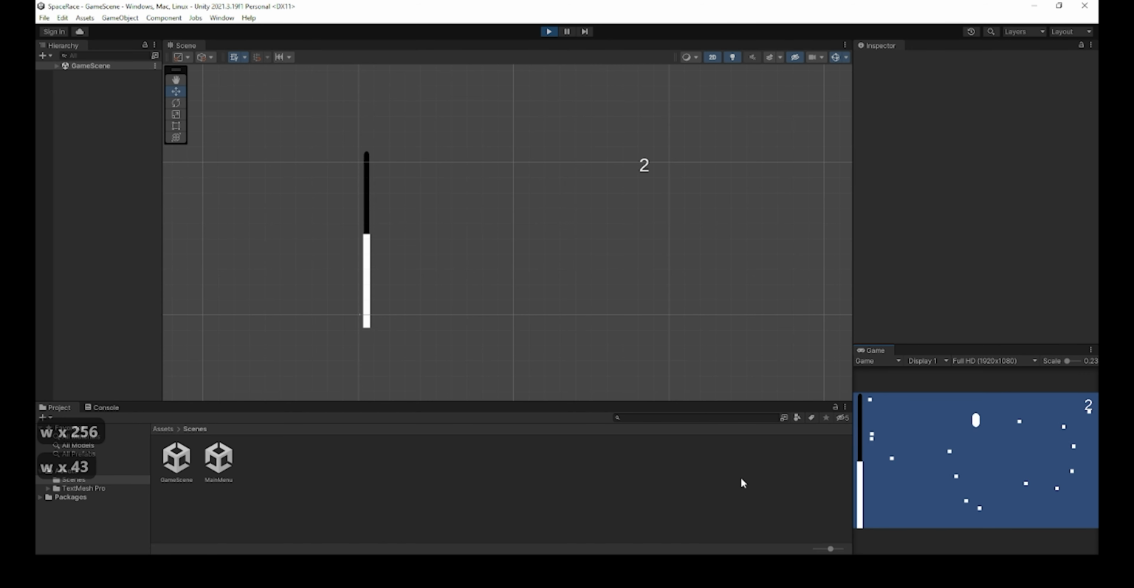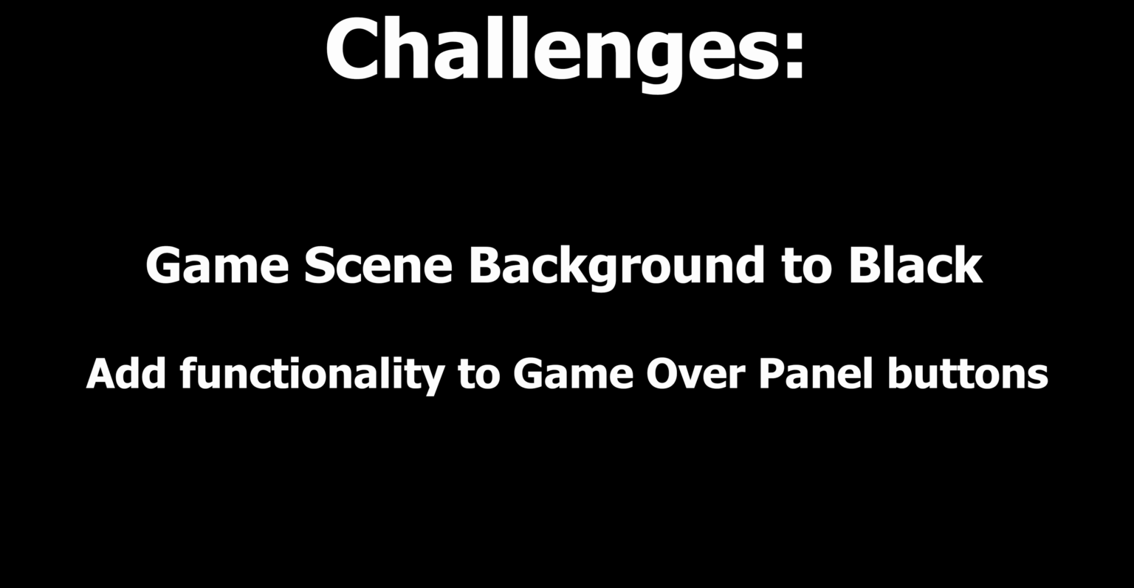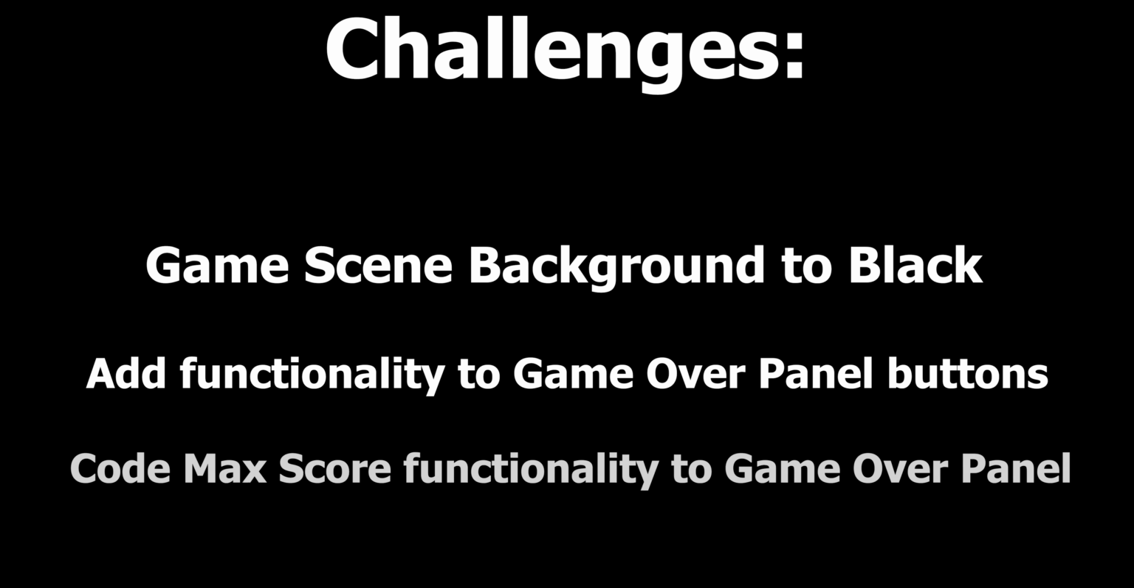So before you move on, I recommend trying to do the following without guidance. Change the game scene background to black, add button functionality to the game over panel buttons, and make the code for when the score increases to the max score turn on the game over panel as well. The coding for all of these challenges and even the answers for all of these challenges are within this video for the most part.